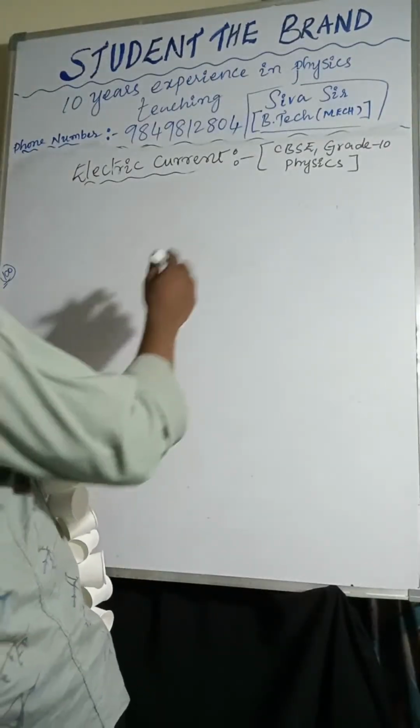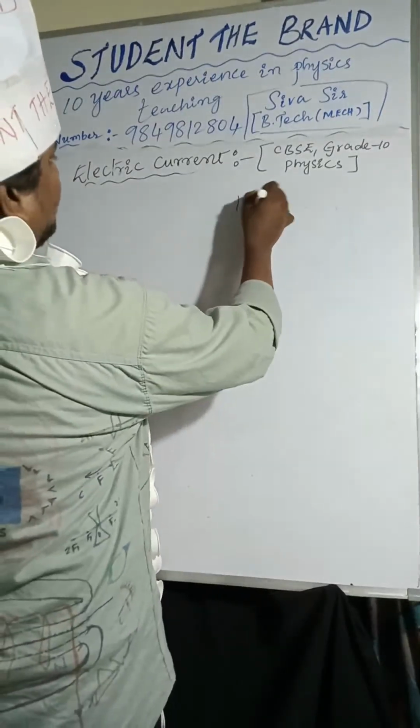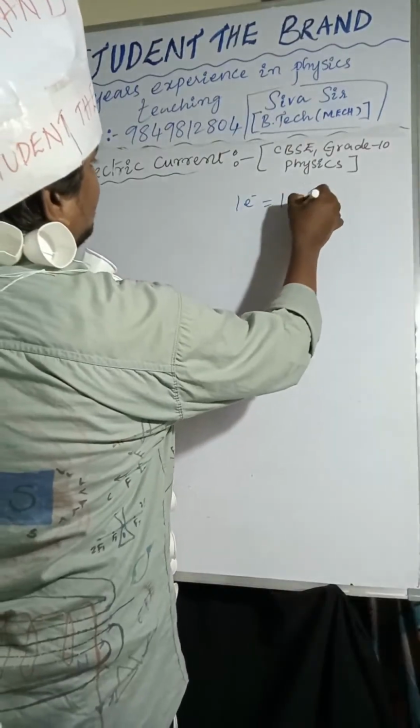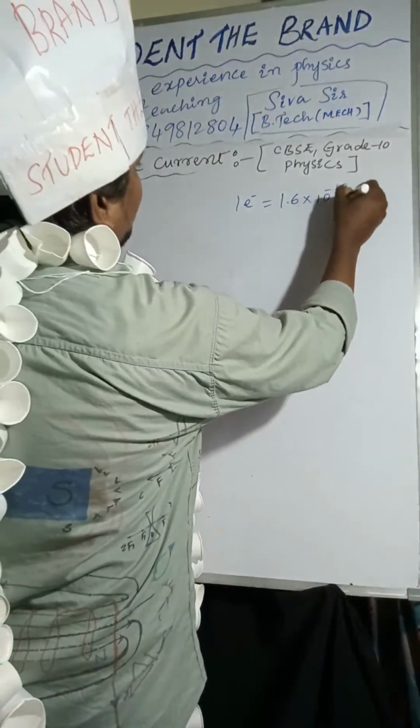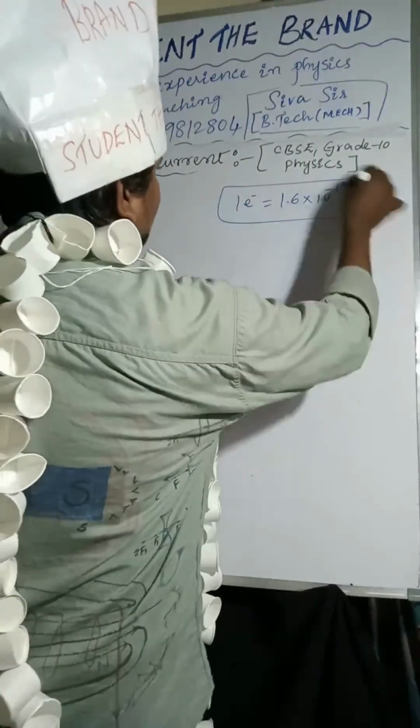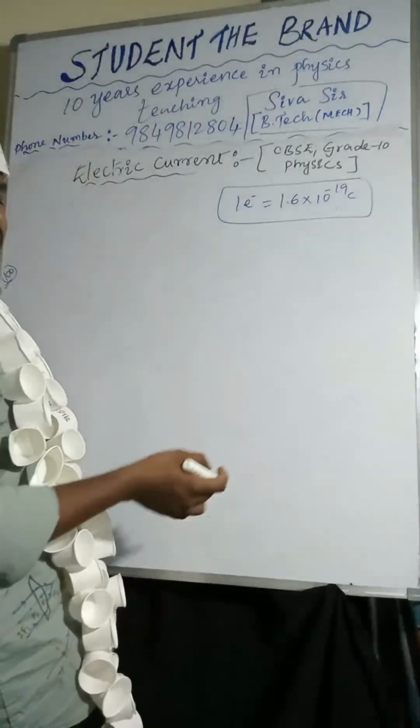So here you can see on one electron, 1.6 into 10 power minus 19 coulomb. So this much charge is present. In 1 coulomb, how many electrons are present?